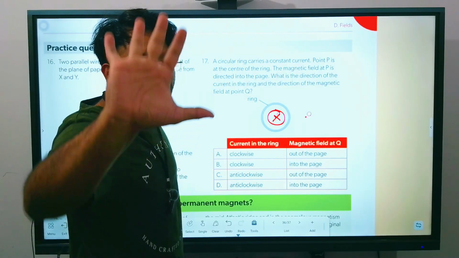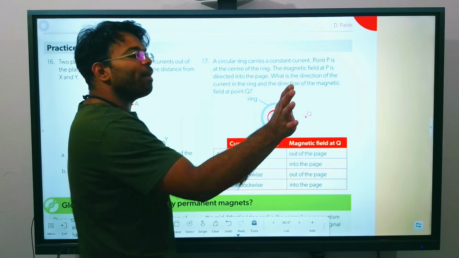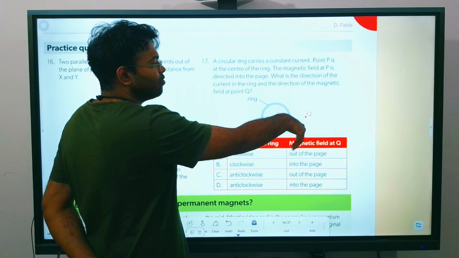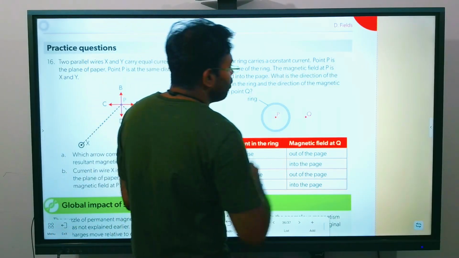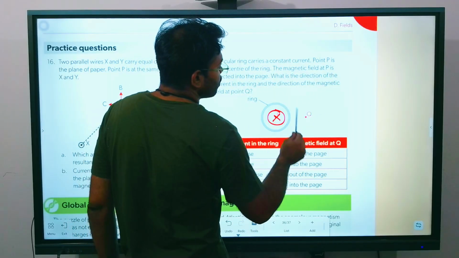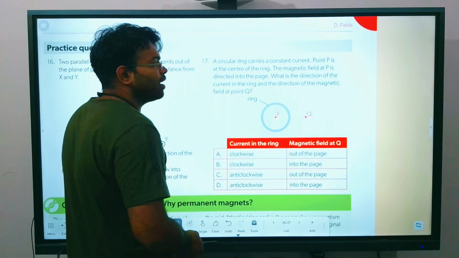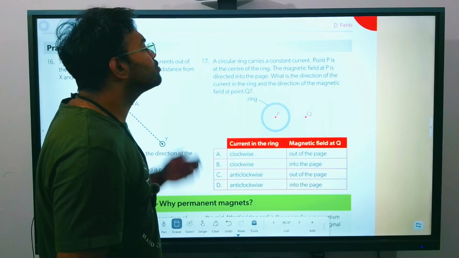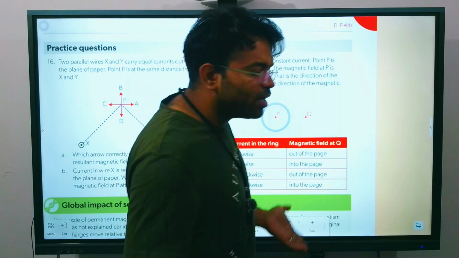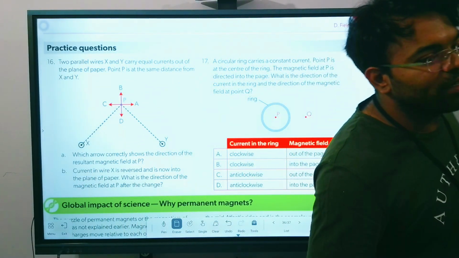Again, you use the right hand rule. The magnetic field is going inwards, so the current has to go clockwise. Understood? So inwards means south pole. South pole means clockwise. Understood? Inwards and outwards.